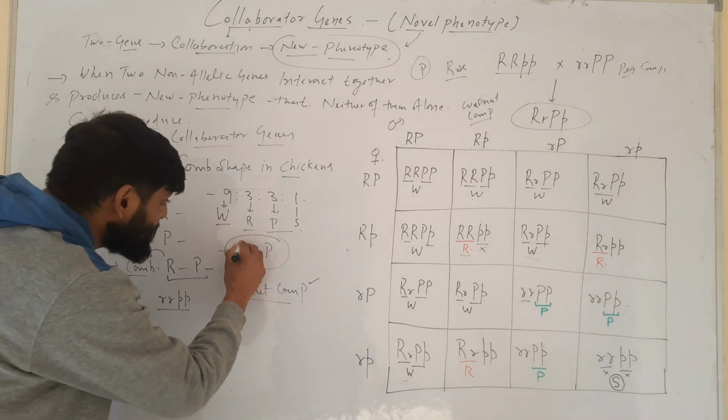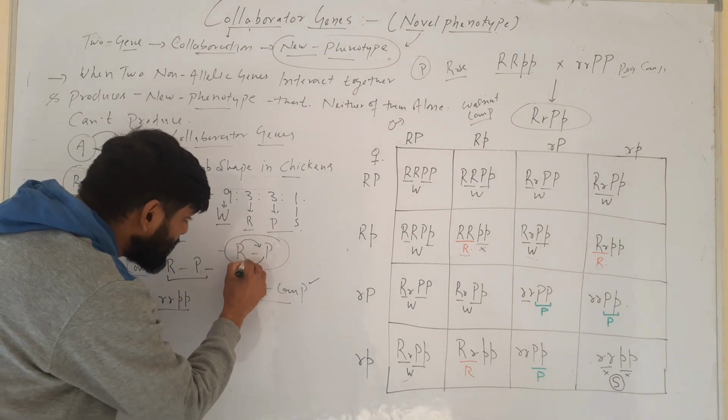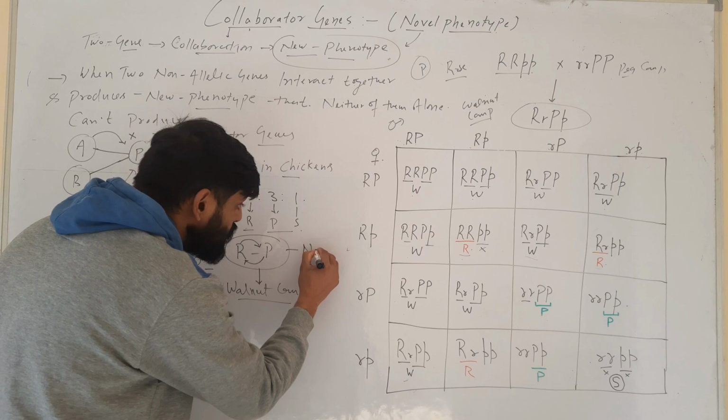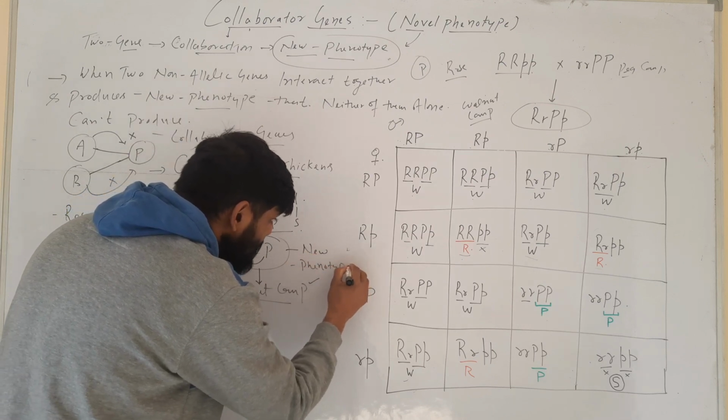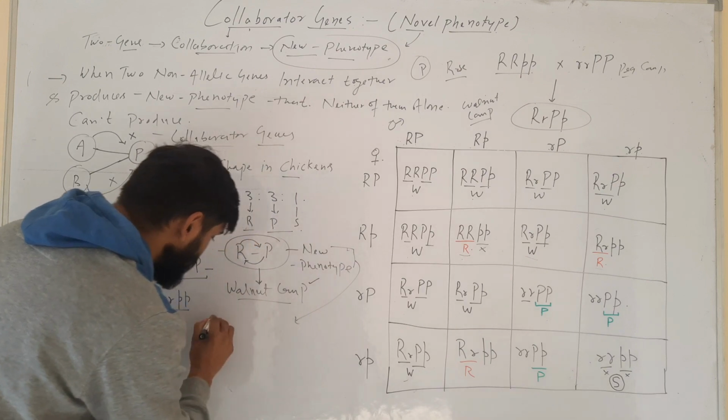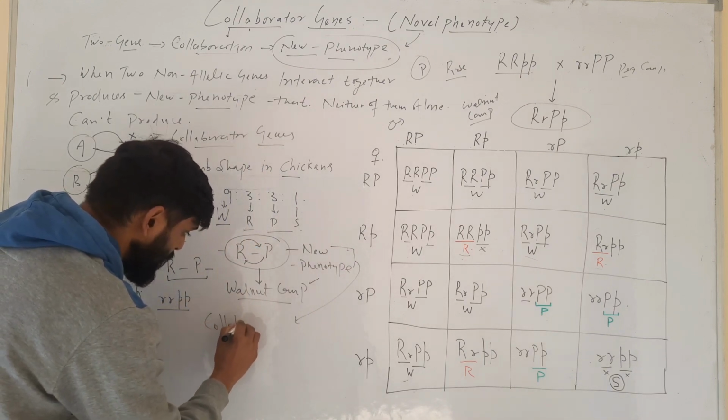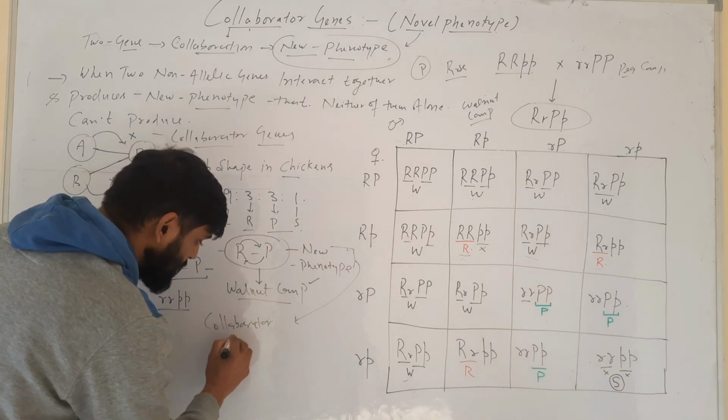So when two genes interact together and produce a new phenotype, these types of genes are called collaborator genes.